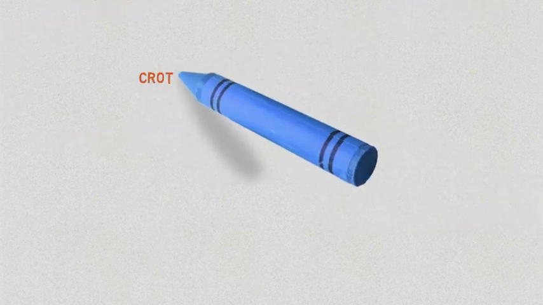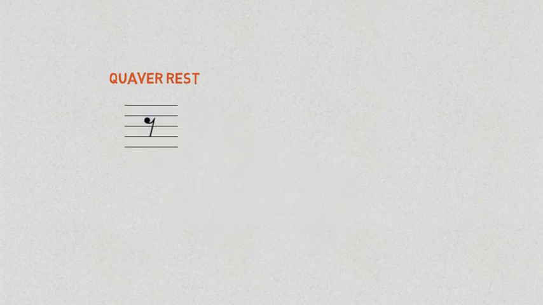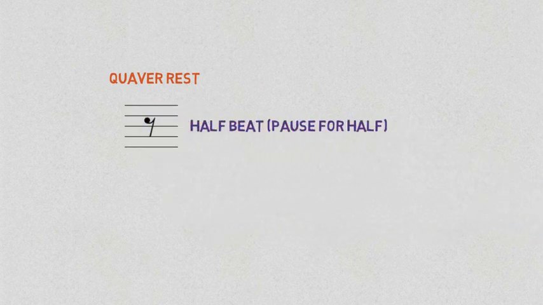Third is the crotchet rest, and it looks like a squiggly line, and like the crotchet, it's worth 1 beat, so we pause for 1. And fourth is the quaver rest, which looks like this, and like the quaver, it's worth half a beat, so we pause for a half.